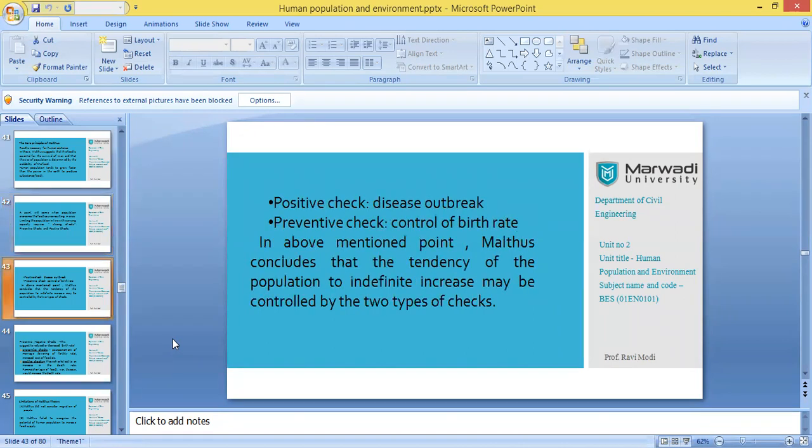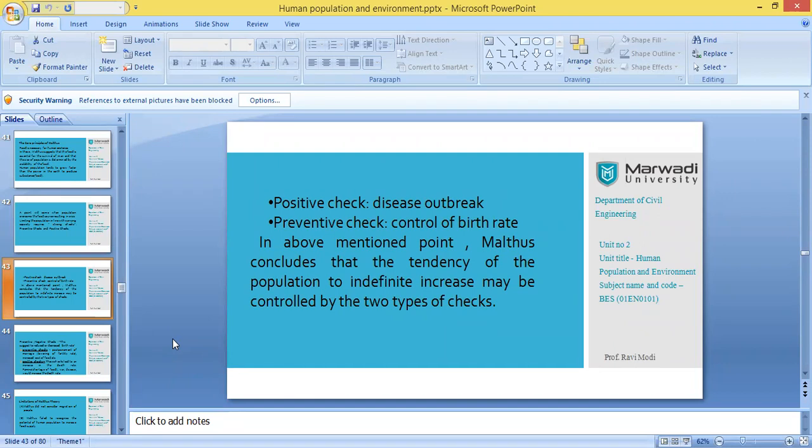So what is the meaning of the positive check? Now here, positive and preventive checks are with respect to the Malthus theory. The positive check is disease outbreak, and the preventive check is control of the birth rate. So in the above mentioned two points, Malthus concludes that the tendency of the population to increase indefinitely may be controlled by two types of checks.